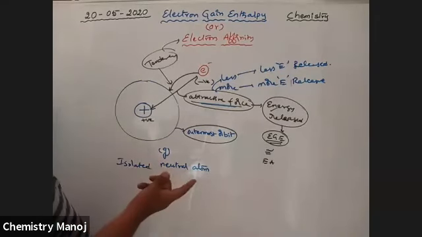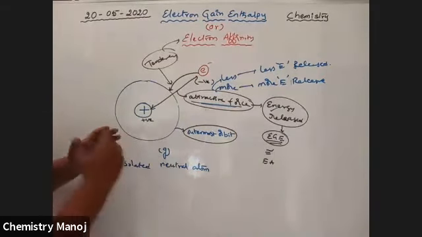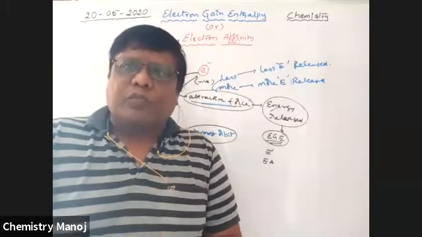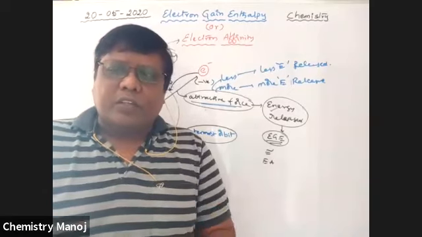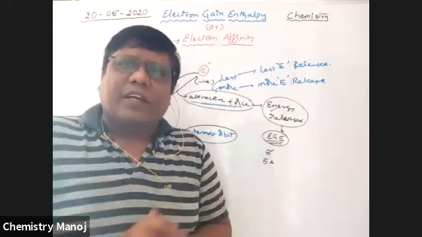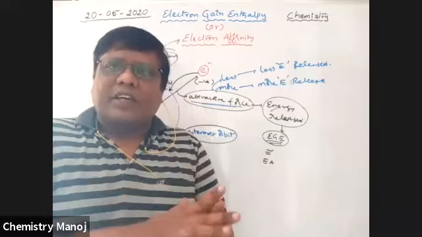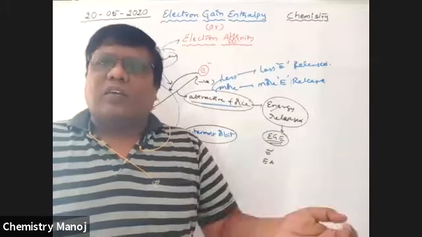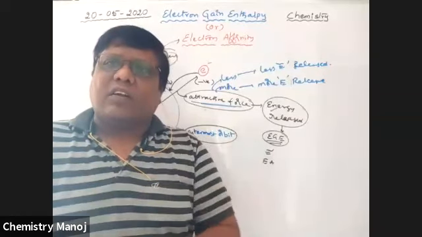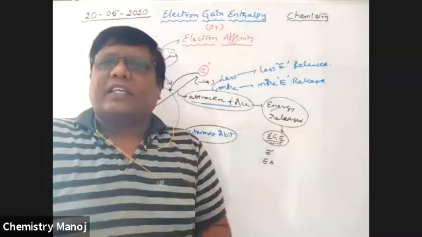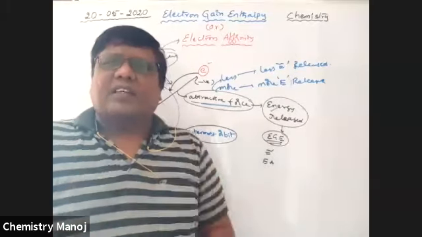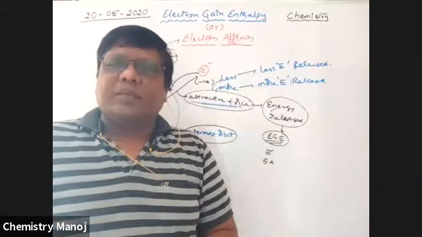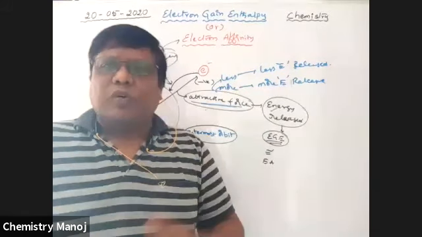Wherever there is a phenomenon, there should be an opposite phenomenon. Because of attraction, energy will be released. That released energy is called electron gain enthalpy, and that attraction is called electron affinity. So the more the attraction, the more energy is released.